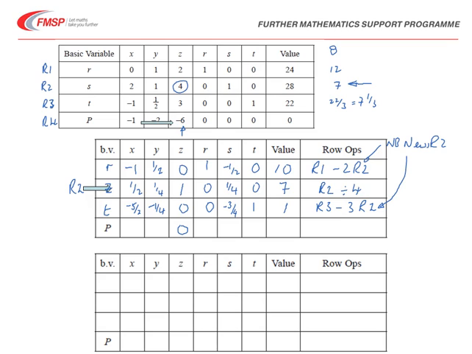Finally, moving to row 4, we can see that the element there is minus 6, so this time we'll need to do row 4 plus 6 row 2. And completing that gives you the values 2, negative 1/2, 0, 0, 3 over 2, 0, and 42.